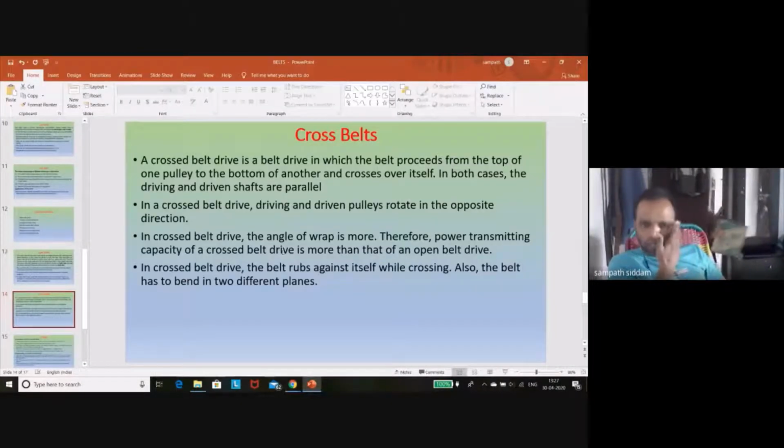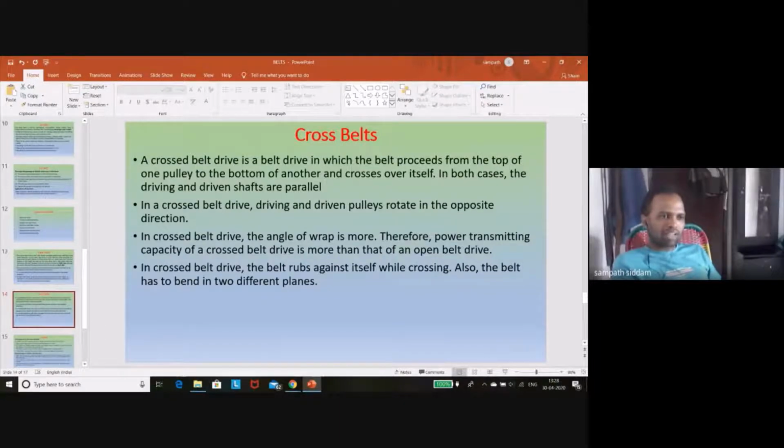Right. So in a cross belt drive, the driving and driven pulleys rotate in opposite directions, whereas in the case of your open belt, it proceeds in the same direction. The only difference between your cross belt and the open belt is the direction, which is opposite. And when you have a shifting of your top to the bottom one, it also crosses itself and shifts to the lower one. That's not the case in your open belt. So in cross belt, the angle of wrap is more.